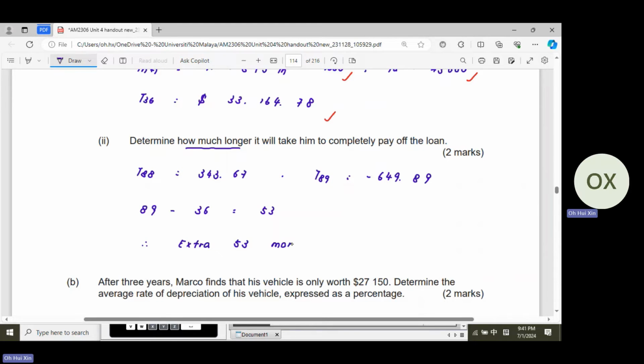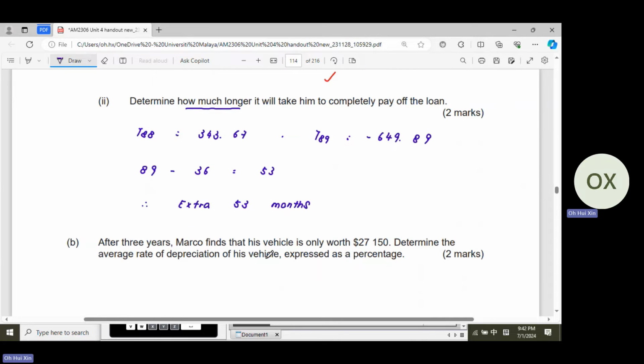So always make sure that when the question asks how long, you write down the unit correctly. Which means, is it 53 months, 53 quarters, or 53 years? Do make sure that you always put in the unit when they ask for how long.